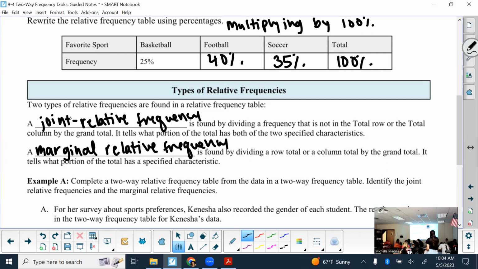When you think of joint, I think like joint bank account, where there's at least two people contributing at once. So joint relative frequency would be 2 specified characteristics at once. So like girls that like soccer. Boys that like football, 2 categories at once.